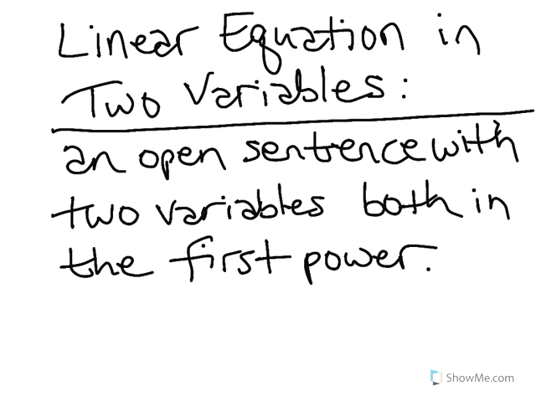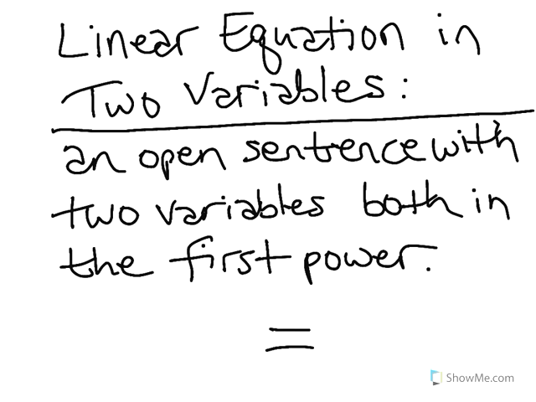First, let's talk about what a linear equation in two variables really is. It's what we call an open sentence, with two variables both in the first power. Now, since it says equation, our open sentence has to have a particular verb, and that verb would be an equal sign. So, no matter what, equal will appear here because we're talking about a linear equation.